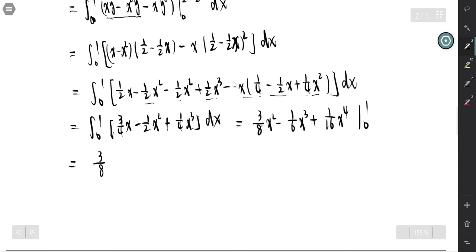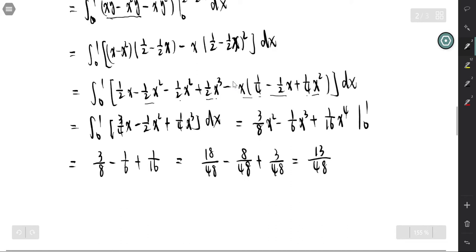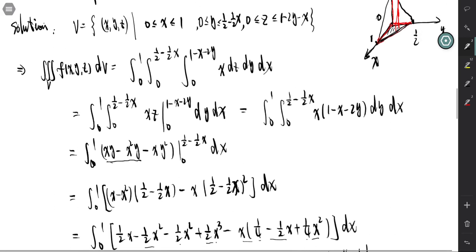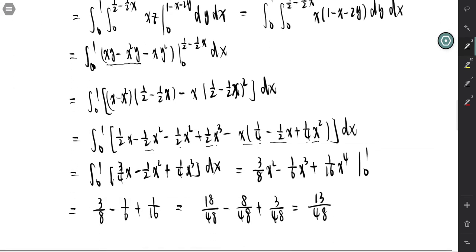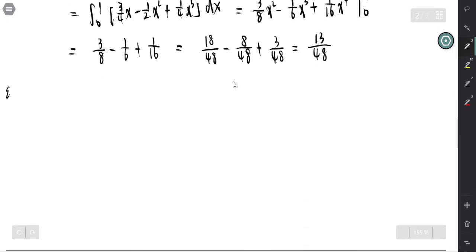That is 3/8 minus 1/6 plus 1/16. That is 18 over 48 minus 8 over 48 plus 3 over 48. So that is 13 over 48. That's the first example. The second one.